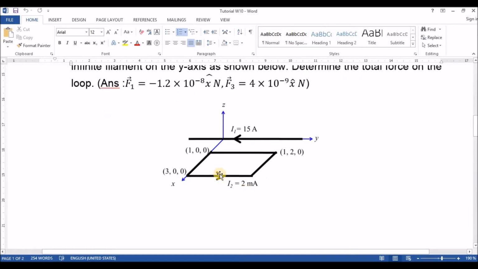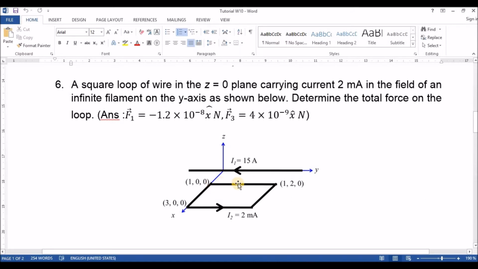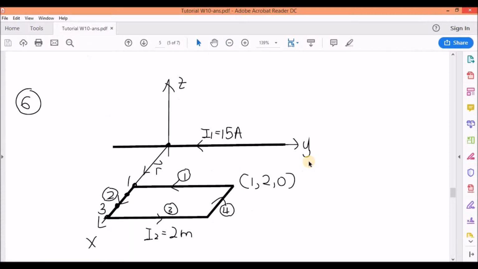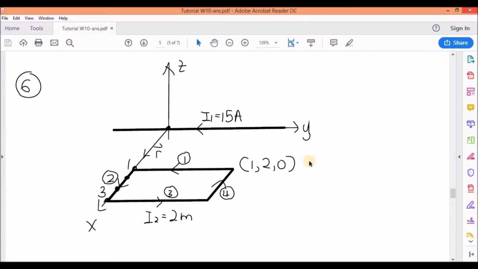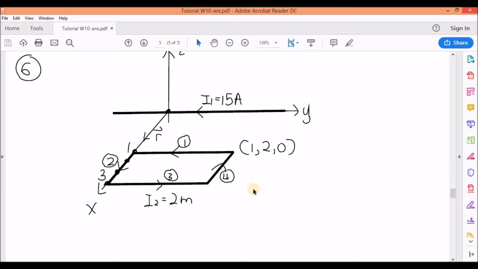In this question, I have to find the force on side 1. Just assume this is side 1, side 2, side 3, and side 4, and the total force will be the summation from all these sides, all the forces from these sides. So let's look at the solutions. Here is the drawing, so I name each of the sides 1, 2, 3, 4.